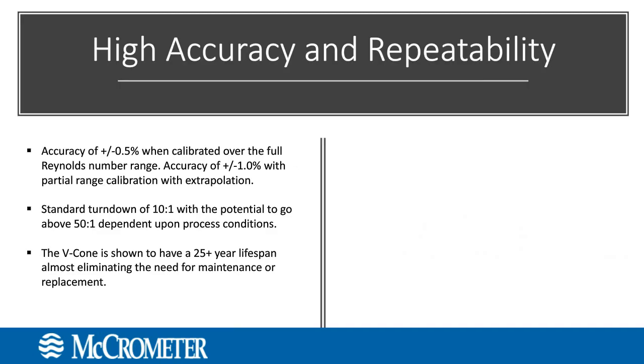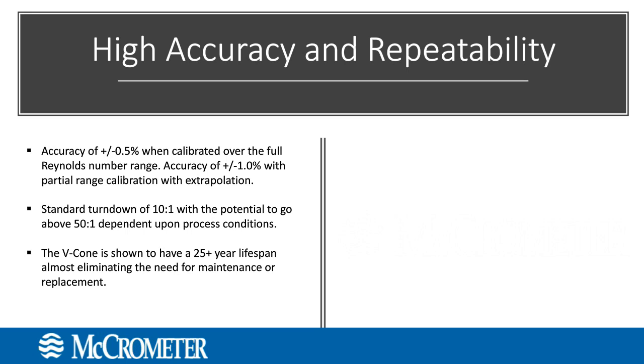Some of the basic attributes of that meter itself: high accuracy and repeatability. When calibrated over the full Reynolds number range, we can achieve an accuracy of plus or minus 0.5%. And when we calibrate over a partial range with an extrapolation, we can still get to a 1% meter.